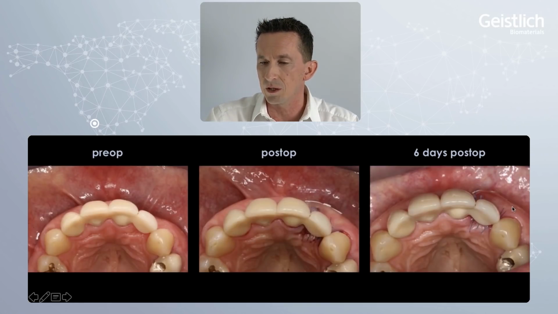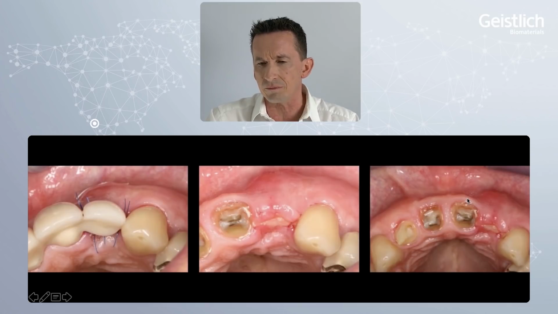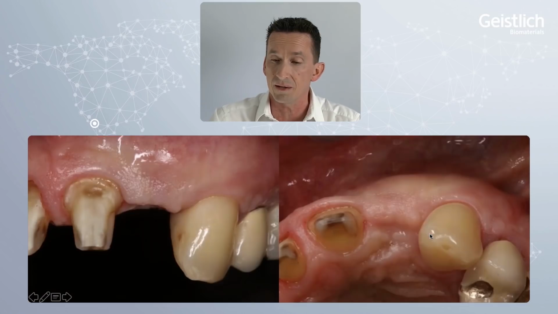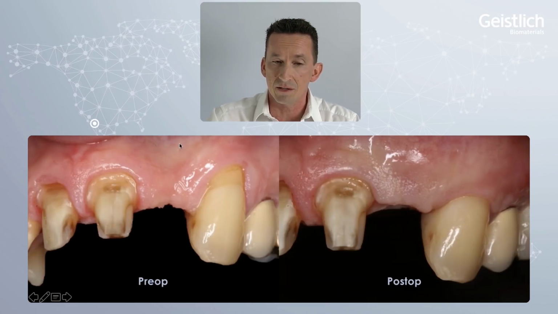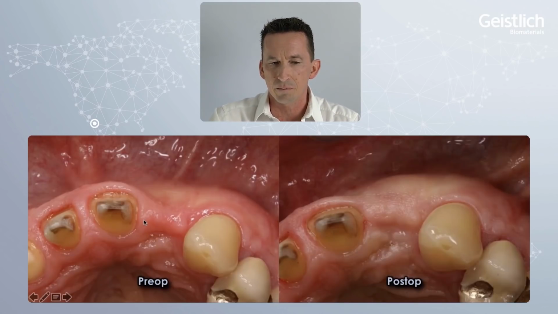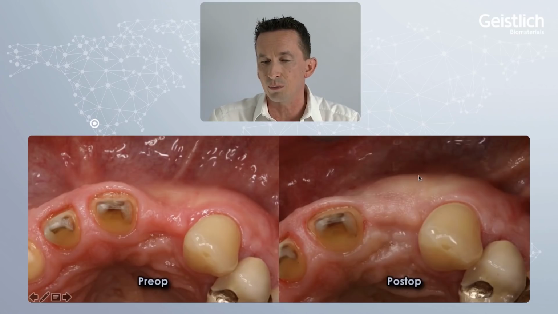Still a lot of volume. Now we took out the sutures. You can see where the Fibro Guide is lying, and that's after 5 weeks. We still have almost the same volume like we had directly after surgery. That's the situation pre-op and post-op, without taking any connective tissue graft.